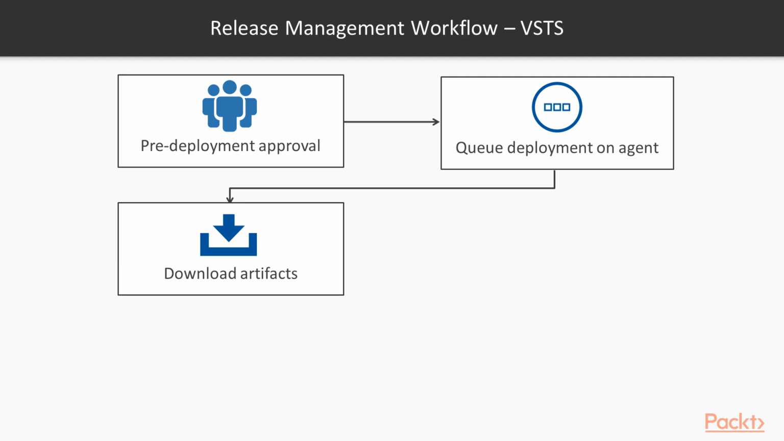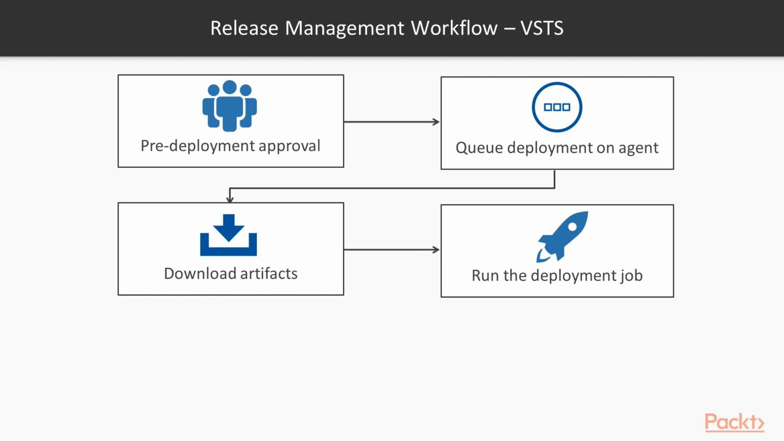The agent now downloads the build artifacts specified in the release definition that are needed during deployment of the application. The build artifacts are created as part of a continuous integration or release build process. The agent then runs all the tasks in the deployment job to deploy the application to the target servers for an environment.